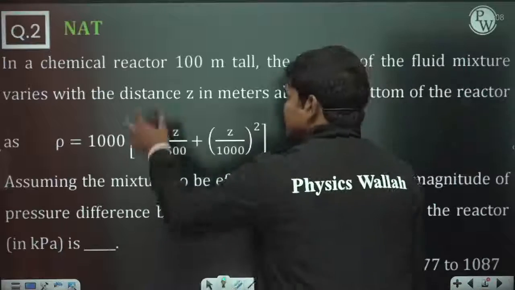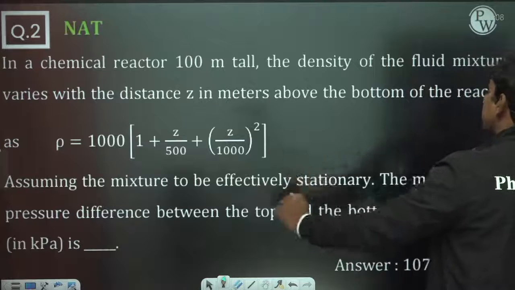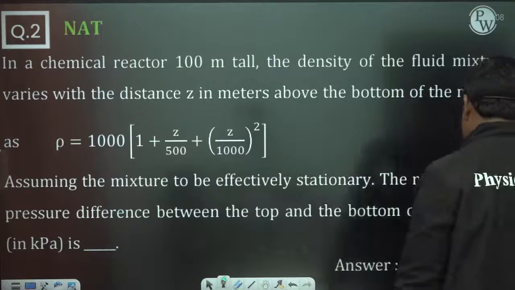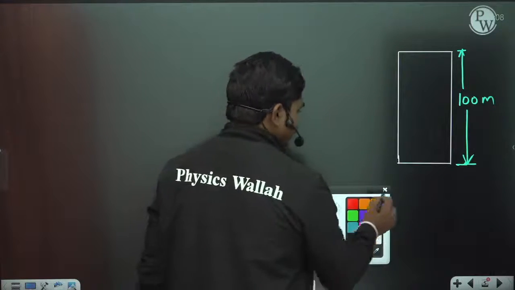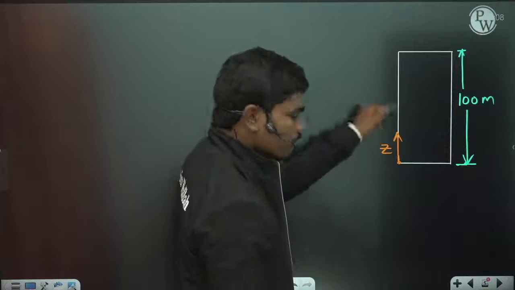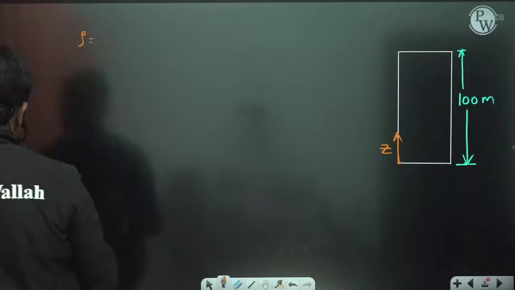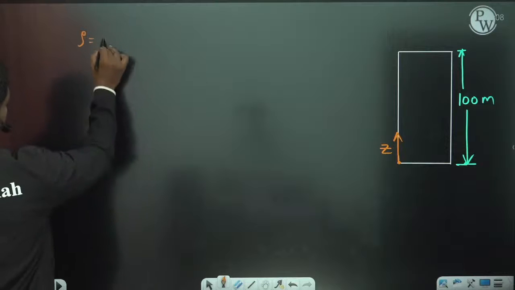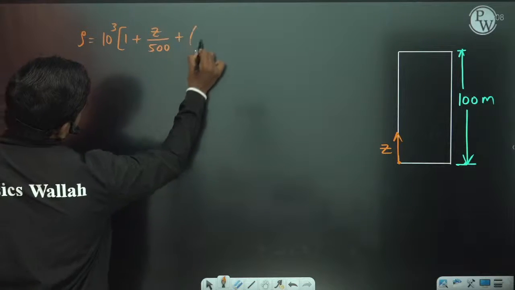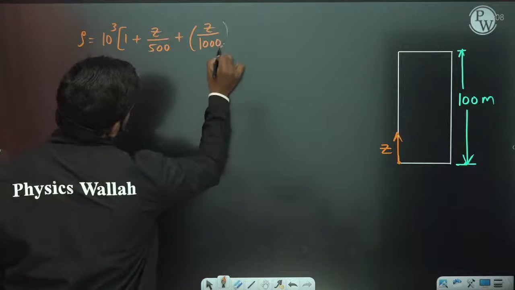Now it's given that inside this chemical reactor the density of the fluid mixture varies with the distance z in meters above the bottom of the reactor as rho is equal to 1000 times of 1 plus z by 500 plus z by 1000 whole square. So they have measured z in this direction from the bottom, and the density at any location z is given by this equation: 10 cube times of 1 plus z by 500 plus (z by 1000) whole square.